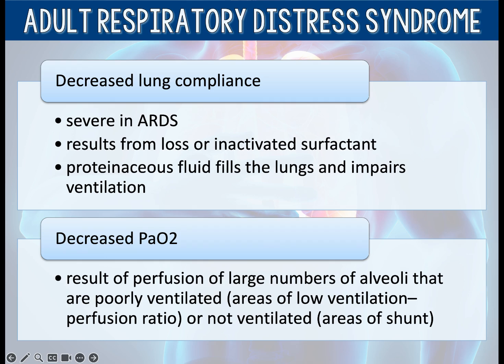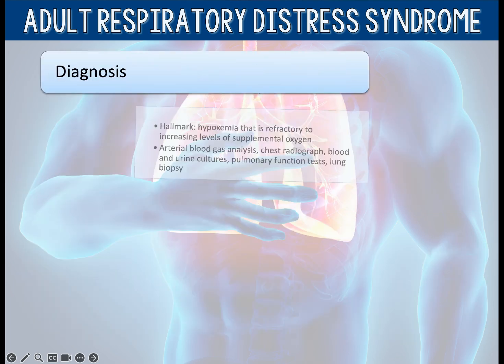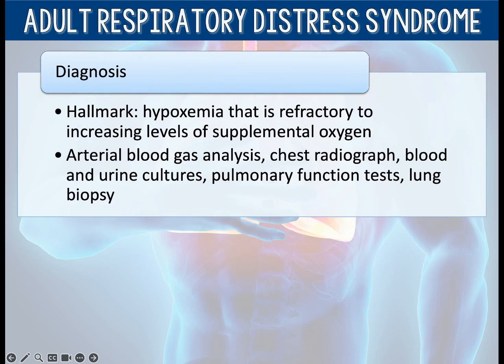So how do we diagnose ARDS? Well, the hallmark of ARDS is that when patients have, we know there's lung issues, they have some problems with their oxygenation, but no matter how much oxygen we give these patients, they're not getting any better. So the hallmark of ARDS is refractory hypoxemia. Other things that we can do is blood gas analysis, and we talked about acute respiratory failure. That's going to show on there. The chest radiograph, that ground glass appearance.